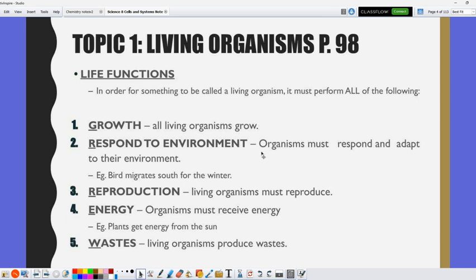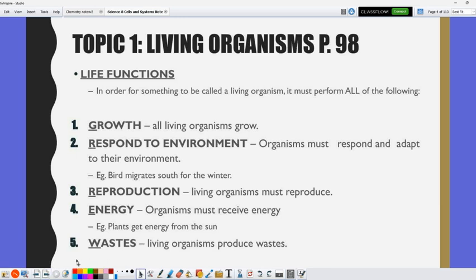They all have to be able to respond and adapt to their environment. So for example, birds migrate south for the winter. They all need to be able to reproduce. They all have to somehow receive energy. So plants get energy from the sun. Other animals will eat food in order to get their energy. And they all need to be able to produce wastes.